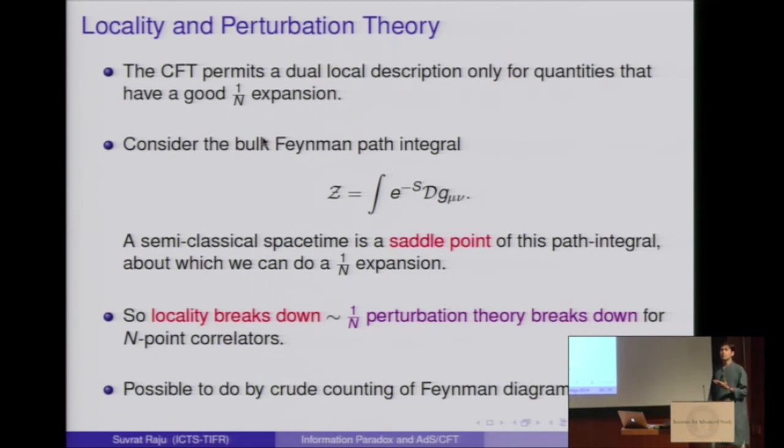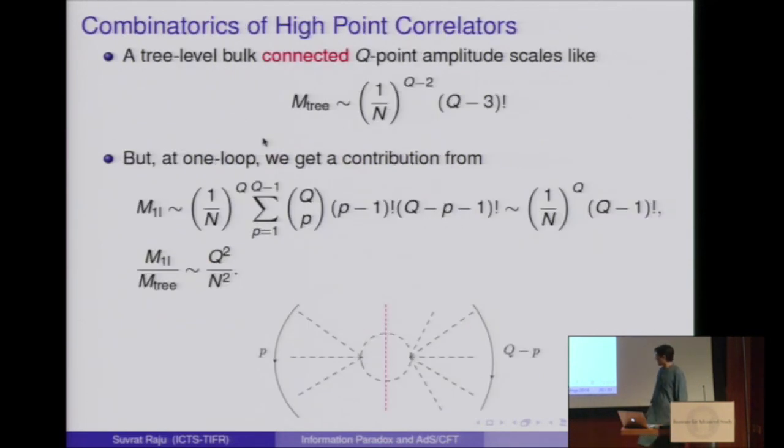It's important to recognize that in the CFT, all observables that permit a local description are those which simultaneously permit a 1 over N expansion. The reason is that if you think of the bulk path integral, then some semi-classical space-time is a saddle point of this path integral, about which you can do a good 1 over N expansion. So what you really need to argue is that the 1 over N expansion breaks down for endpoint correlators, and that would be independent evidence for the fact that locality breaks down for these endpoint correlators. You can actually do this with some crude counting of Feynman diagrams.